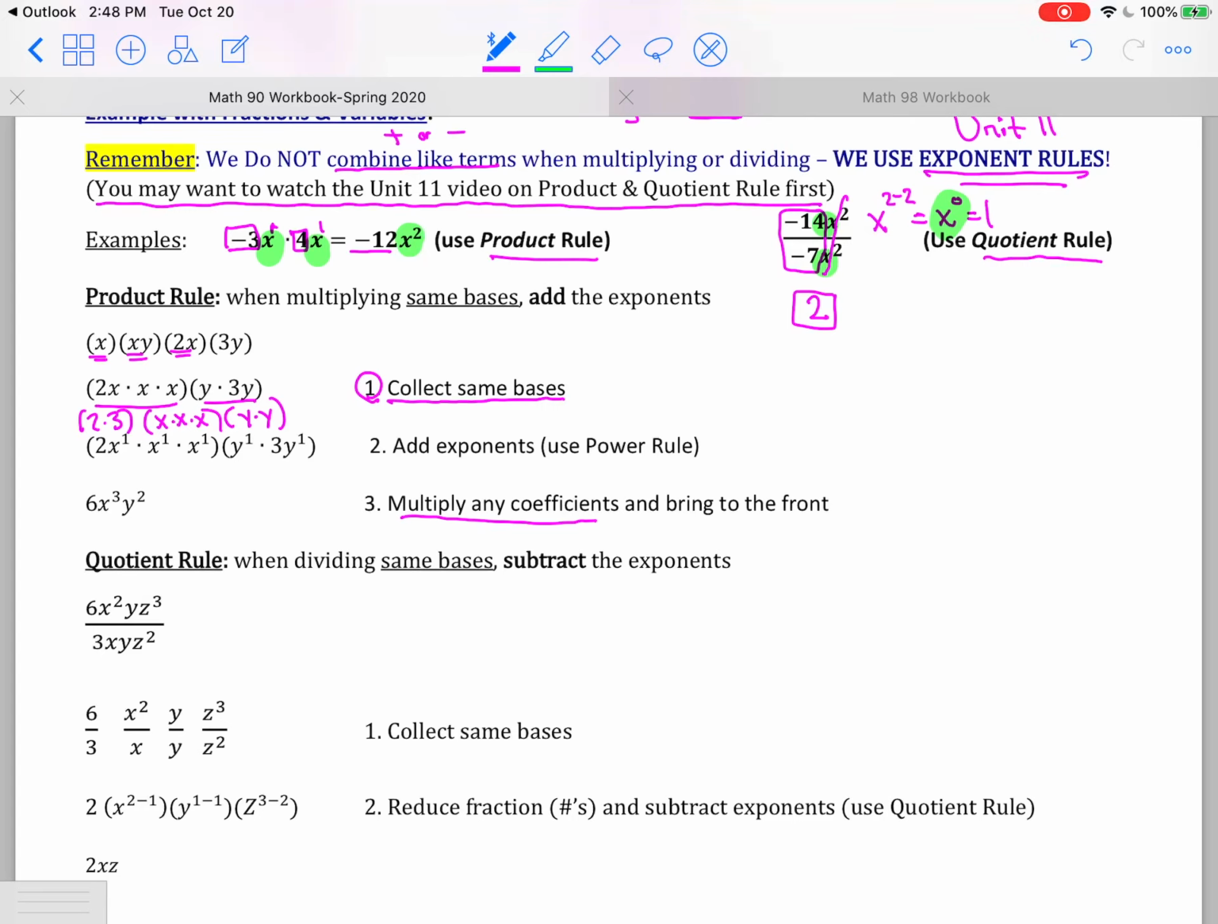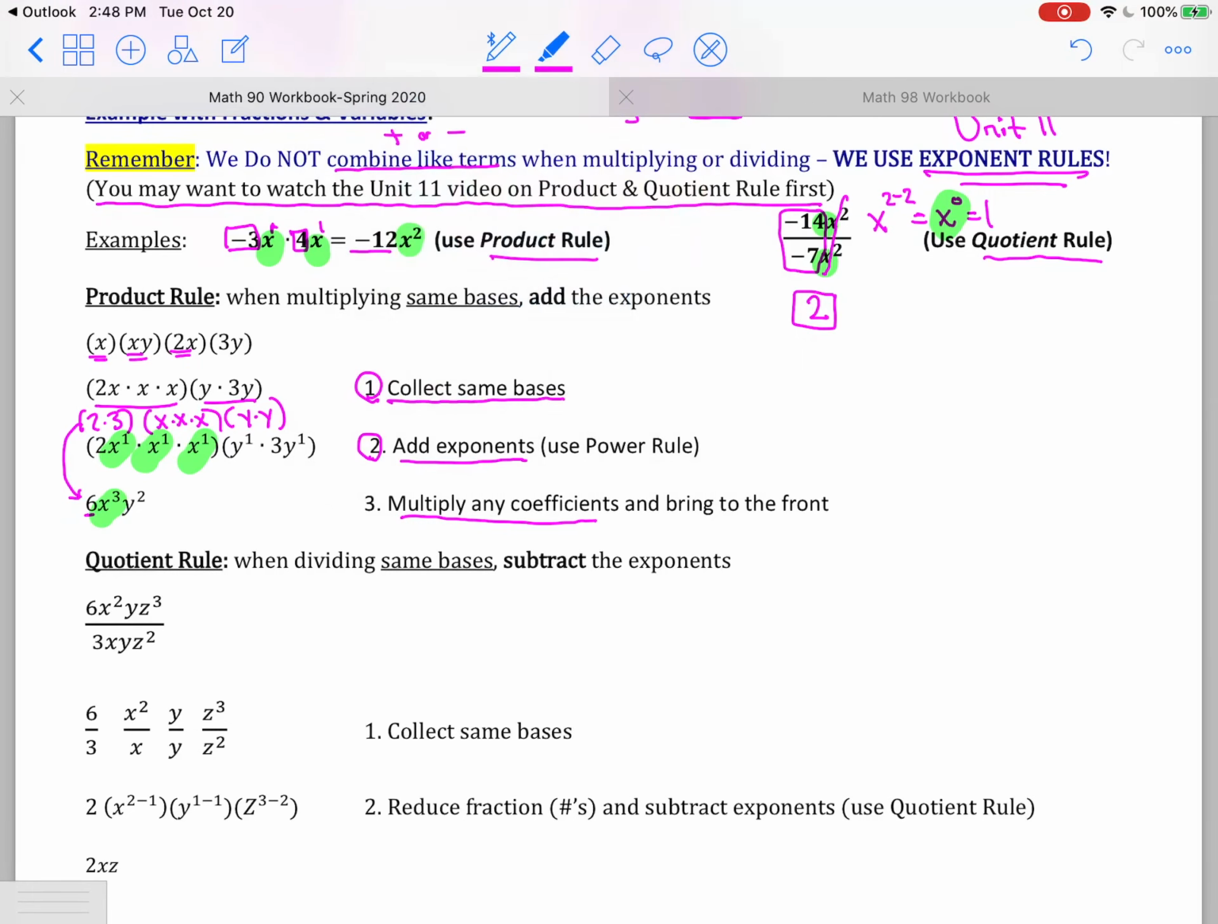So you can see right here, this 2 times 3, I brought it to the front here in my answer. That's a 6. Okay, but paying attention to step number 2, we want to add the exponents when we have the same bases. So let's take a look here. We've got x's. I've got x to the 1 times x to the 1 times x to the 1, the first power. So we add those exponents, which is going to give me x cubed, or x to the 3rd, right here.